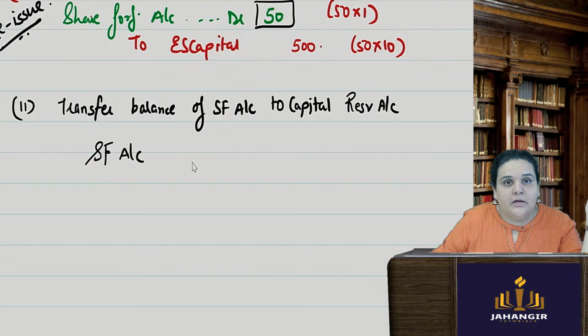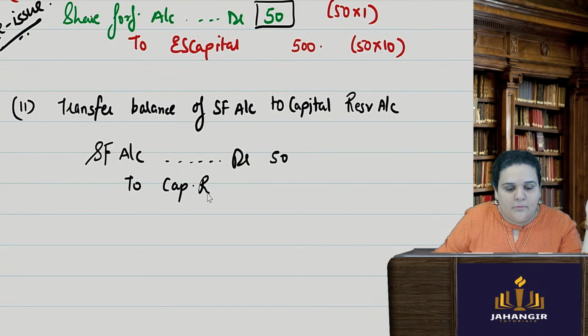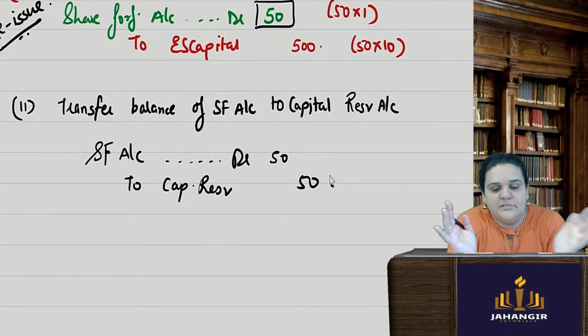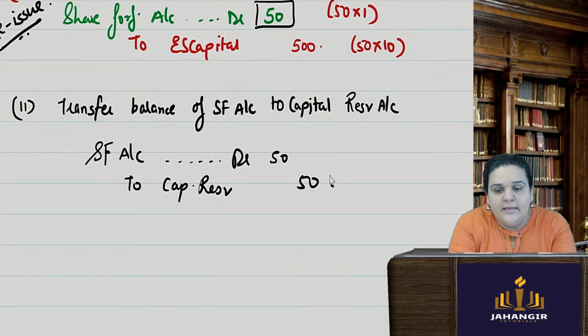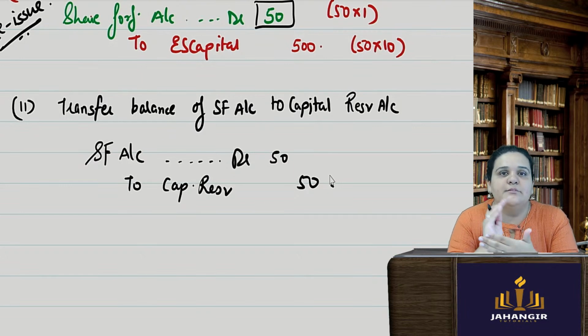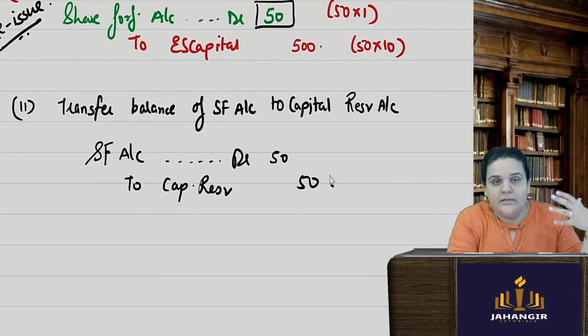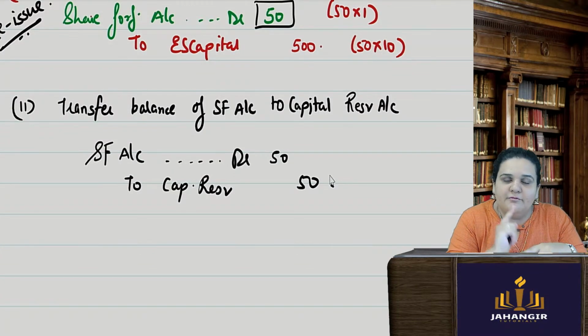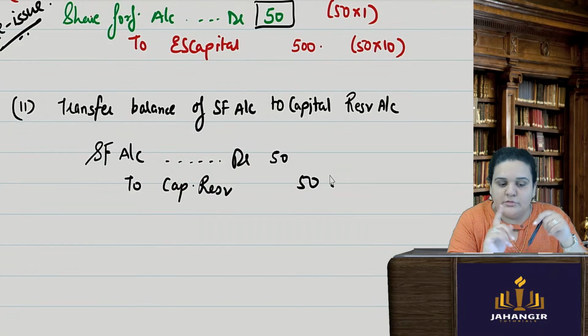Share forfeiture account debit 50, to capital reserve account 50 rupees. Okay, so the story of this 50 shares of Mr. X reissued to Y, everything is sorted. Now these particular shares are not there with the company anymore. It is given to Mr. Y. So I will have to close the share forfeiture account also.